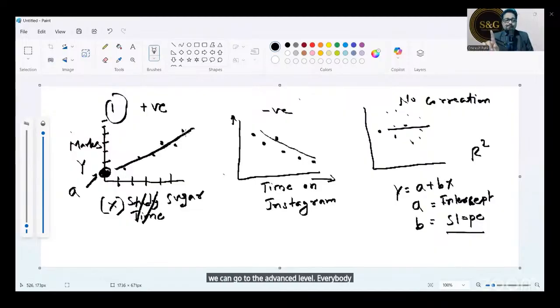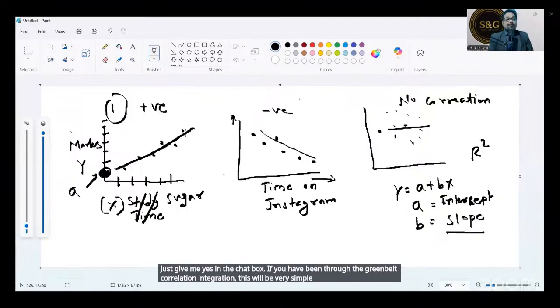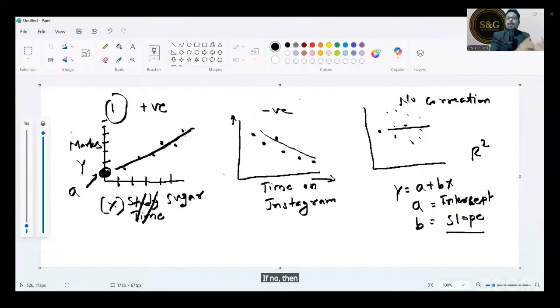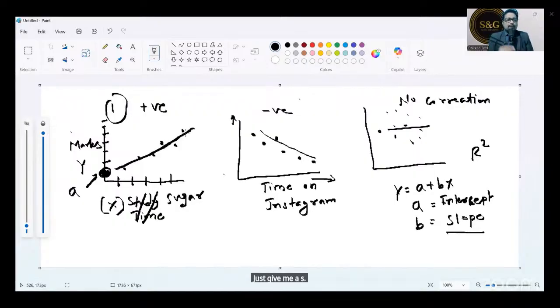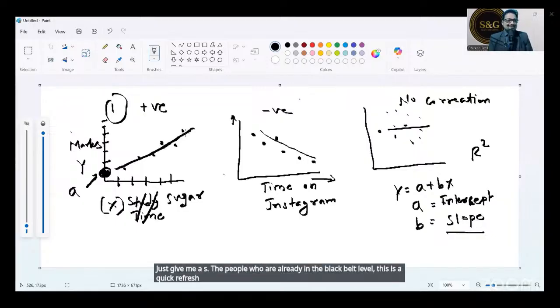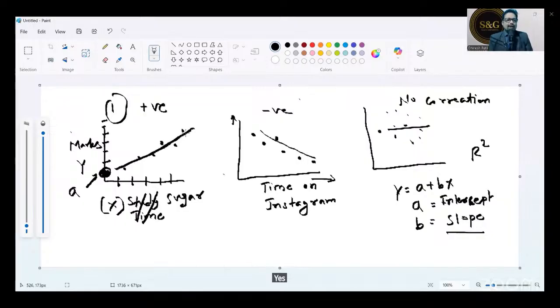Everybody's clear till now? Just give me yes in the chat box. If you have been through the green belt correlation regression, this will be very simple to you. If no, then I would recommend you go back to the green belt stuff, that will give you the clarity. Just give me yes. The people who are already in the black belt level, this is a quick refresher for you guys. Yes? Very good.